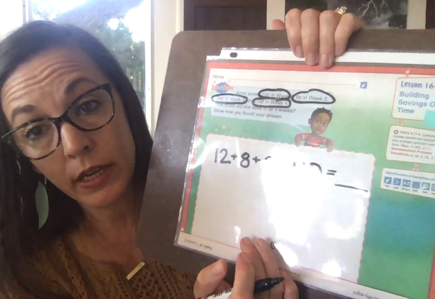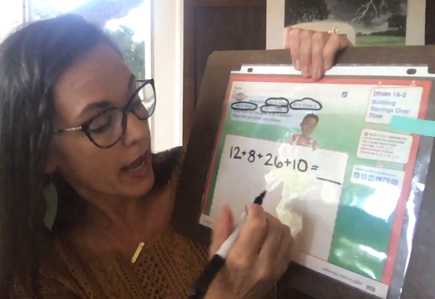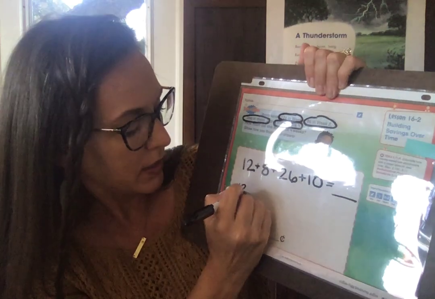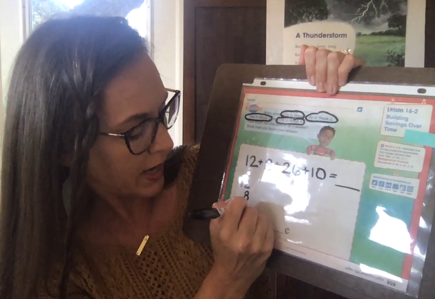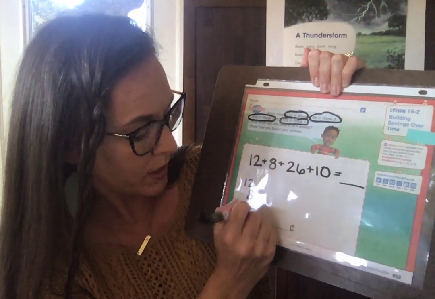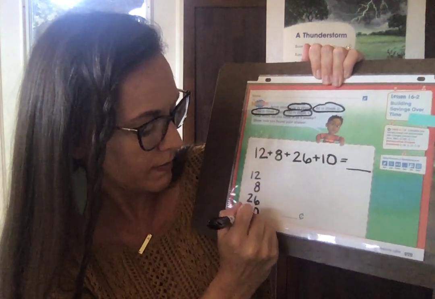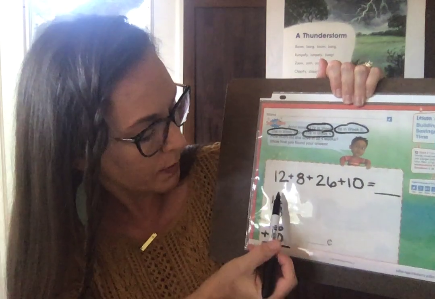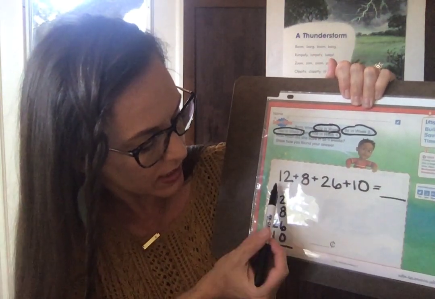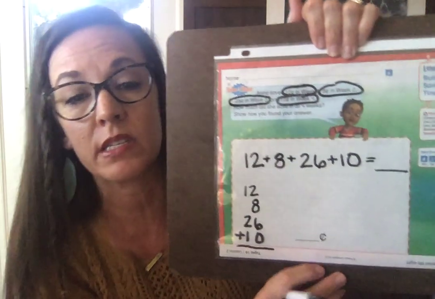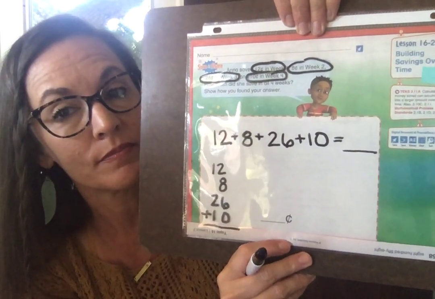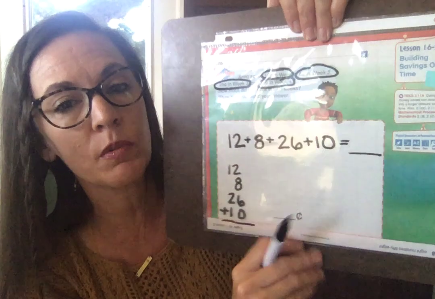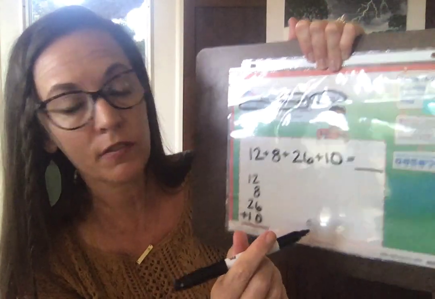Now, one thing I could do would be to stack them and add them. So I could list them going like this. And that's always a super handy tool. That's what we call our standard algorithm, in which we line up our ones places with our ones places and our tens places with our tens places. That's a great way to do it. But I know that some of y'all like to use mental math. Some of you like to look at it like this and give yourself a challenge.